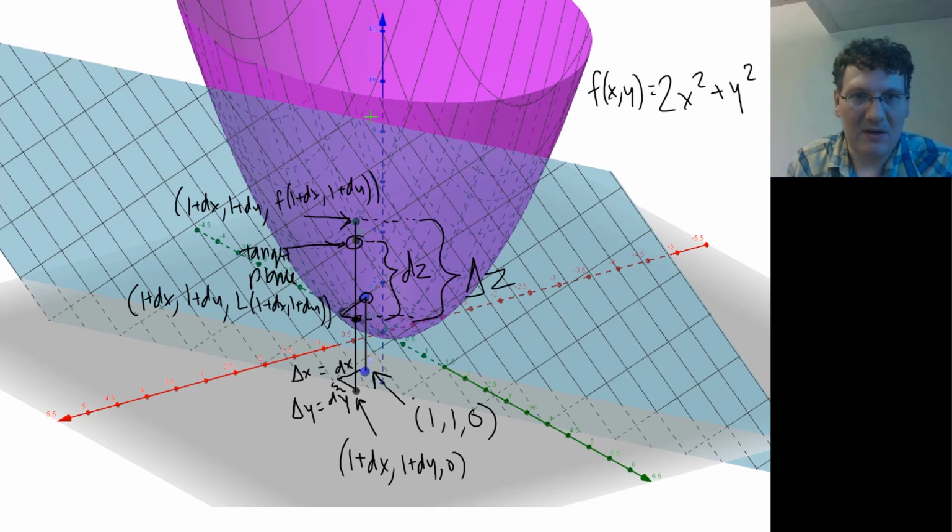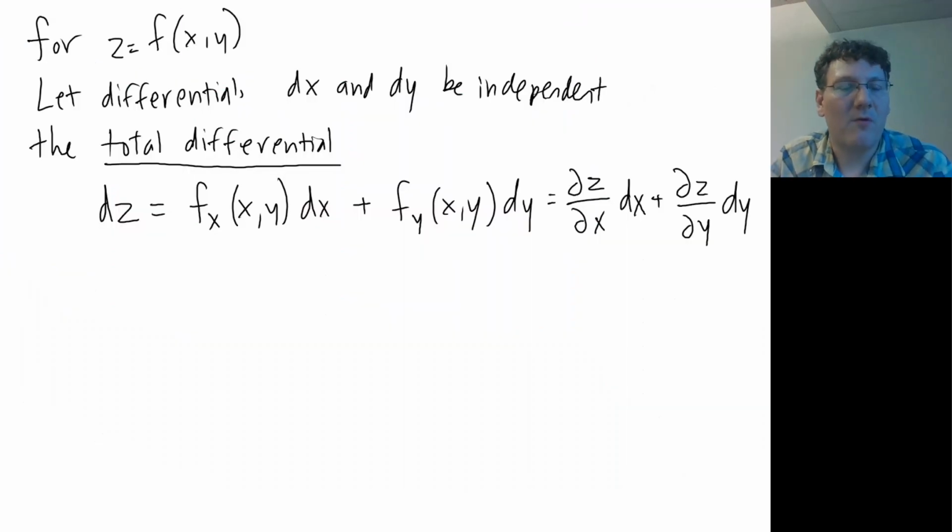Now let's look at the numbers. So for z equals f of x, y, the differentials dx and dy, we're going to let them be independent. The total differential dz is the partial derivative with respect to x at (x, y) dx plus partial y dy. So it'll be partial z over partial x dx plus partial z over partial y dy. That's the total differential.